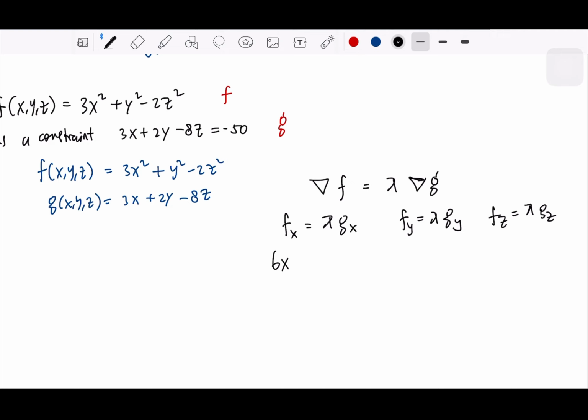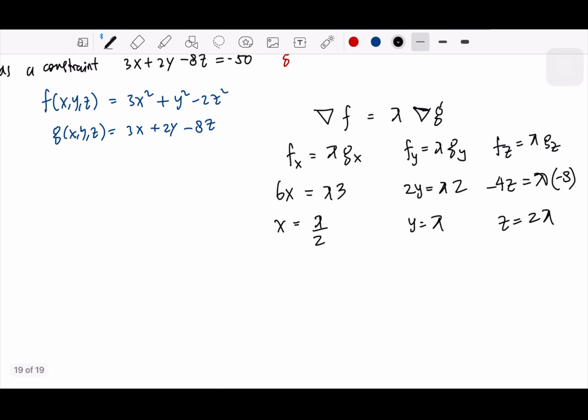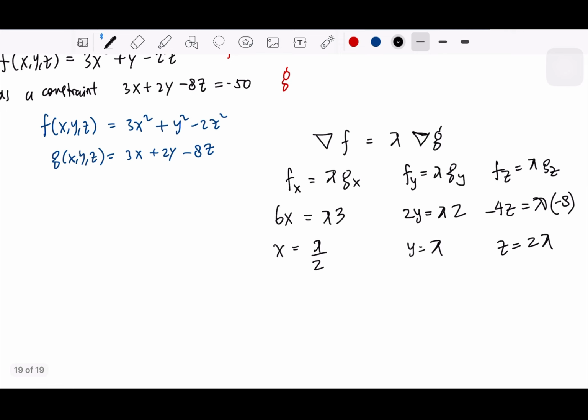So the partials will be 6x equal to lambda times 3. This will be 2y with lambda and 2. This will be 4z, or minus, okay, with lambda and negative 8. So this will result in x equal lambda over 2, y equal lambda, and z will be 2 lambda, right? Now we have our constraint, right? G. We can write the constraint and then exchange all with the lambda, so we can find the Lagrange multiplier.